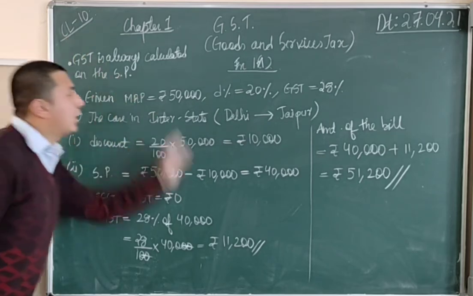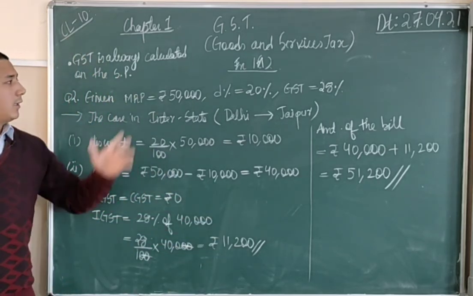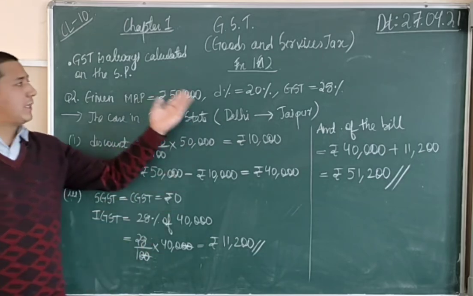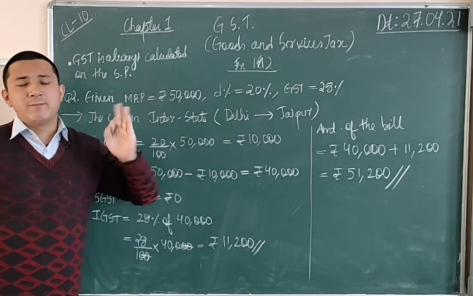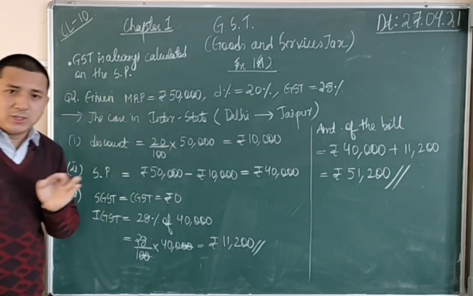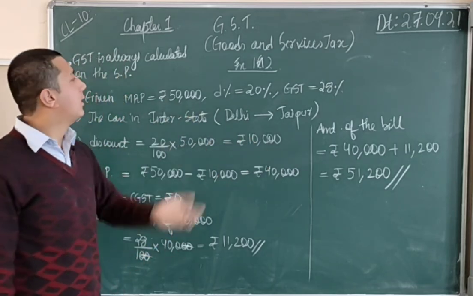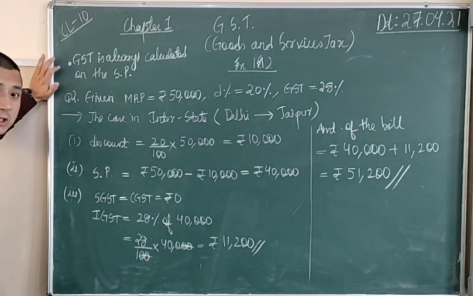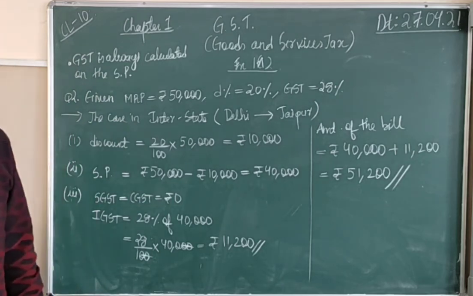Okay, so I hope you are clear with GST now. This was the introduction class. We have learned about GST, two types, intra. Intra means within, inter means from one to another. In intra, SGST, CGST. In inter, only IGST. And we also learned that GST is always calculated on the selling price. Okay, so with this note and with the second question, we'll end today's class out here.